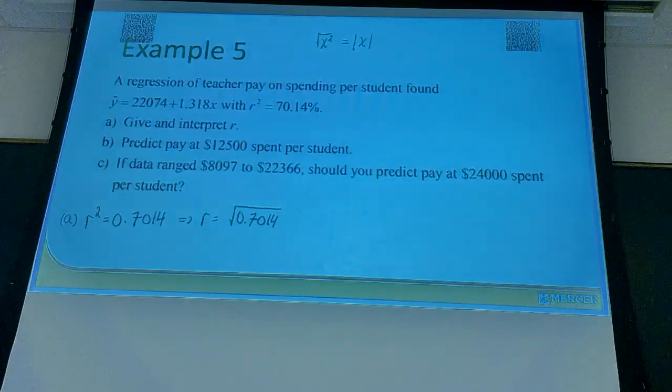So is R going to be positive or negative in this case? Well, to do that, look at the slope. So R is positive. All right, the slope of the line is positive. That means a positive correlation, possibly, which means your coefficient of correlation should also be positive. So I'll just put a plus sign out there to indicate we're taking the positive. If that was minus 1.318 instead, you take the negative square root.